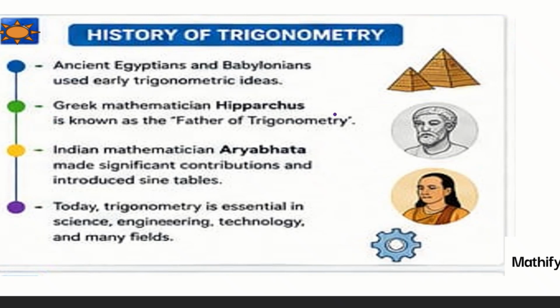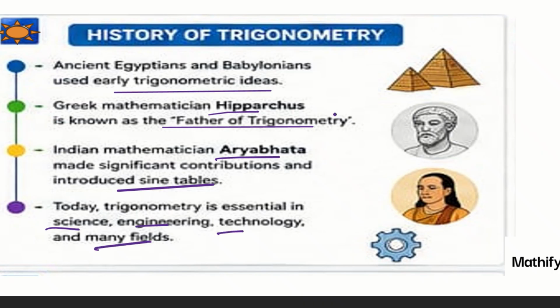Now, come to the history of trigonometry. Ancient Egyptians and Babylonians used early trigonometric ideas. Greek mathematician Hipparchus is known as the father of trigonometry. Indian mathematician Aryabhata made significant contributions and introduced sine tables. Today, trigonometry is essential in science, engineering, technology and many fields.